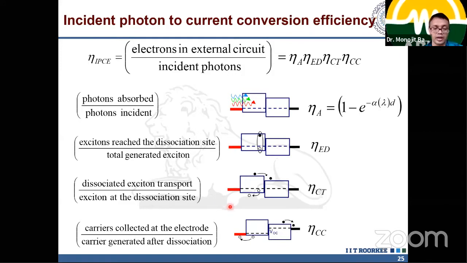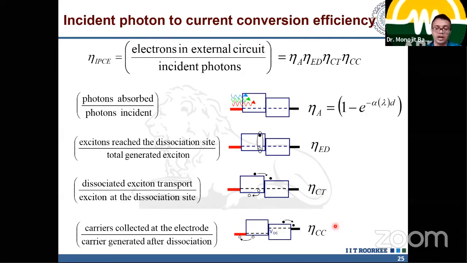Then you have the charge transport through the respective media, like the donor media and acceptor media. Charge has to hop through these media. These materials are inherently disordered. They are not very crystalline. So the charge transport is also very slow or low. So that also you need to keep in mind.